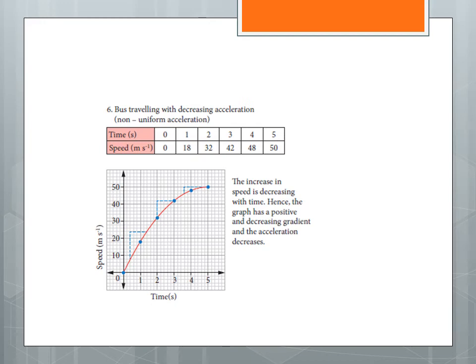Bus traveling with decreasing acceleration. Non-uniform acceleration. Time 0, 1, 2, 3, 4, 5; speed in m/s: 0, 18, 32, 42, 48, 50. The increase in speed is decreasing with time. Hence the graph has a positive and decreasing gradient and the acceleration decreases.